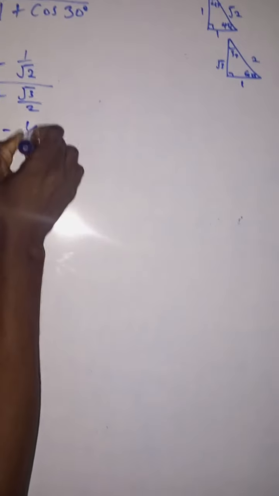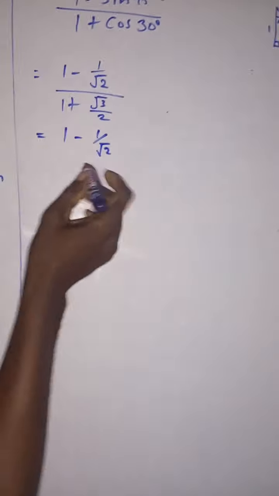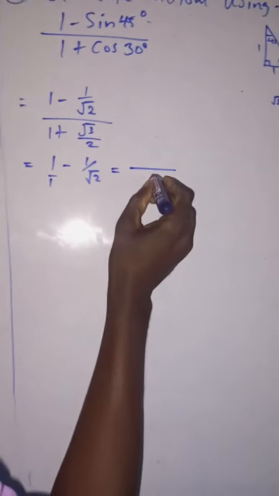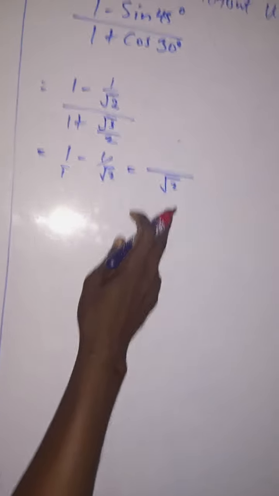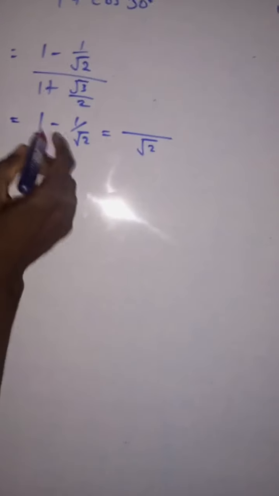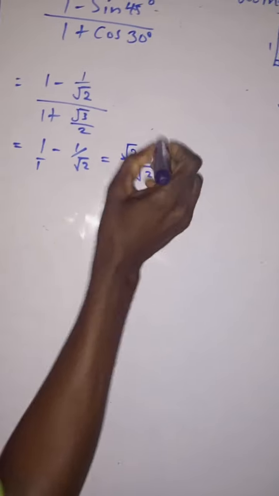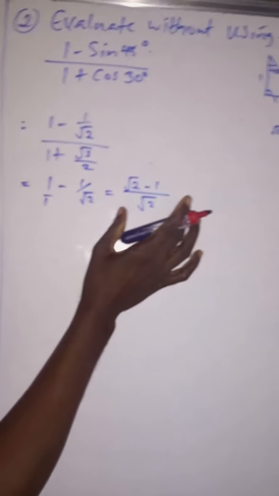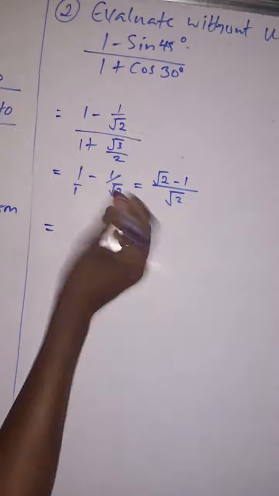So we can continue by saying 1 minus 1 over root 2. I want to deal with this numerator first. So this one will be over 1, and my LCM will give me root 2. Root 2 times 1 gives me root 2, and root 2 and root 2 give 1. 1 times 1, 1. So that is from the numerator.